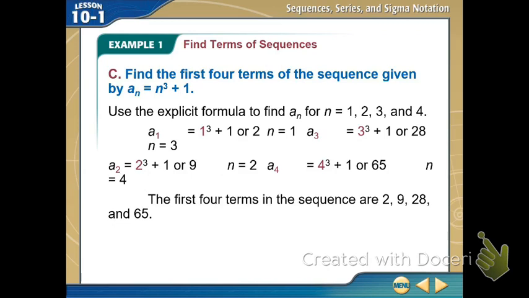So the first 4 terms in the sequence are 2, 9, 28, and 65. And all this is f of 1, f of 2, f of 3, and f of 4, where I'm plugging the position number into the function or the formula.